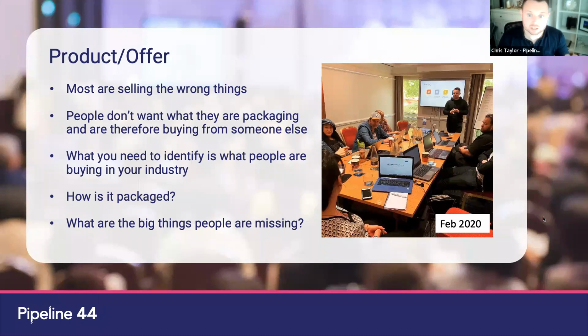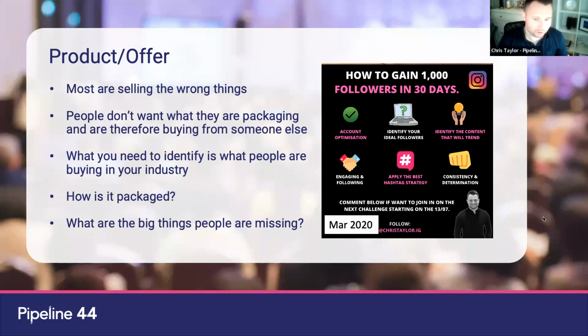Now, the big thing here is that the content was exactly the same. And I packaged it, this is the only photo I could find of how I positioned it. Rather than an Instagram 2-day masterclass, I positioned it as a how to gain 1,000 followers in 30 days challenge. The price was exactly the same. There were no real date issues because it was online. And it was actually speaking the language of my ideal client. Does everyone see how that works? So simple, right?